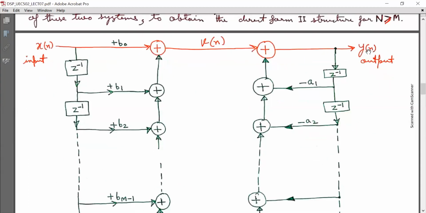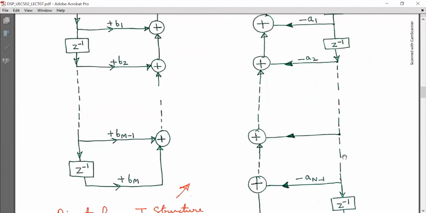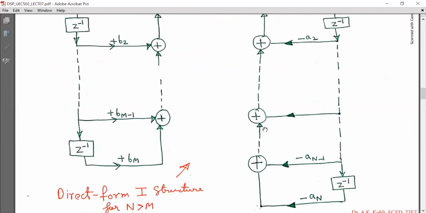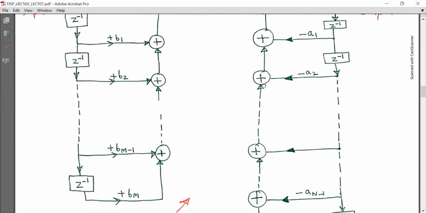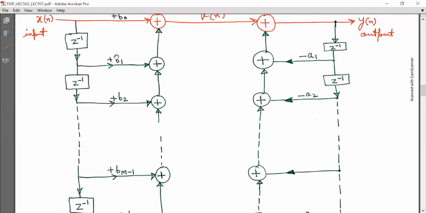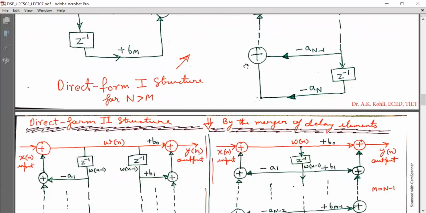Look at this. This is output y[n], here y[n-1], which is multiplied by -a_1. At this point y[n-2], up to y[n-N], which is multiplied by -a_N. This is added here, this is added here, and finally added with v[n]. And this equation comes into the picture, which is a recursive system. So in direct form 1, there is a non-recursive system and then a recursive system in cascade. This is LTI system A, this is LTI system B. For N greater than or equal to M, this is the structure.